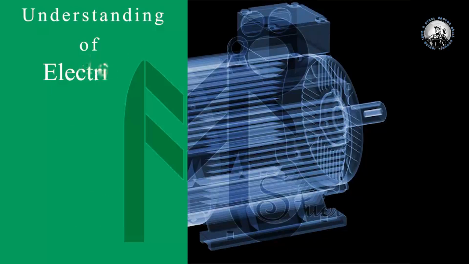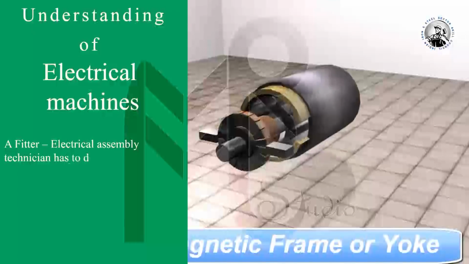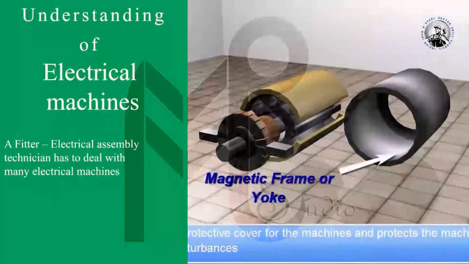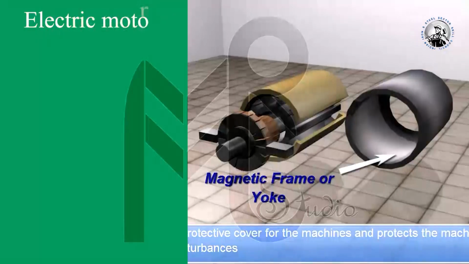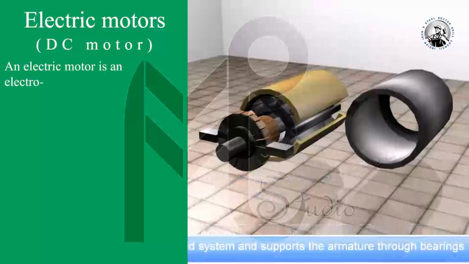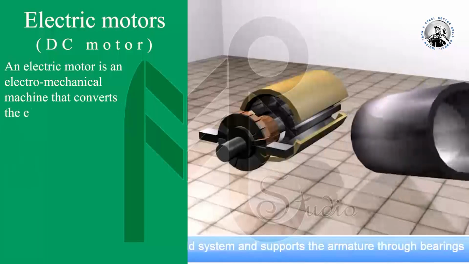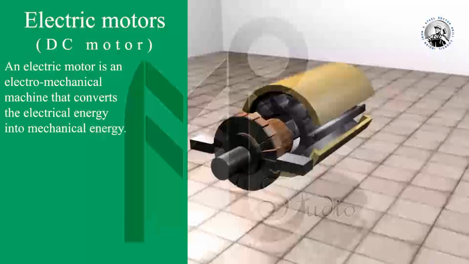Understanding of electrical machines. A fitter electrical assembly technician has to deal with many electrical machines. In this section, we will know about some of the standard electric machines. Electric motor or DC motor. An electric motor is an electromechanical machine that converts electrical energy into mechanical energy.